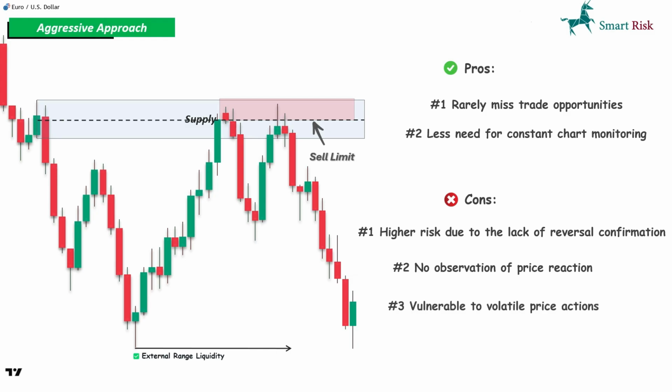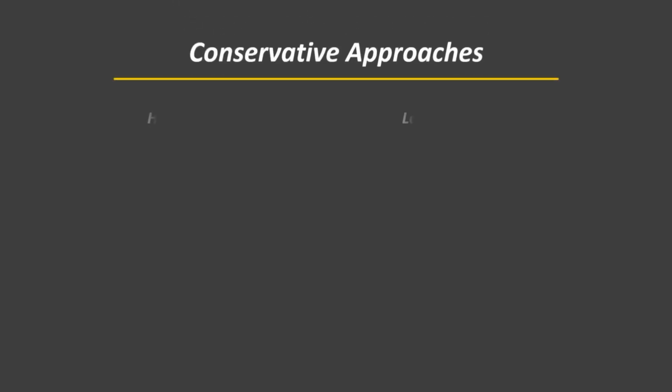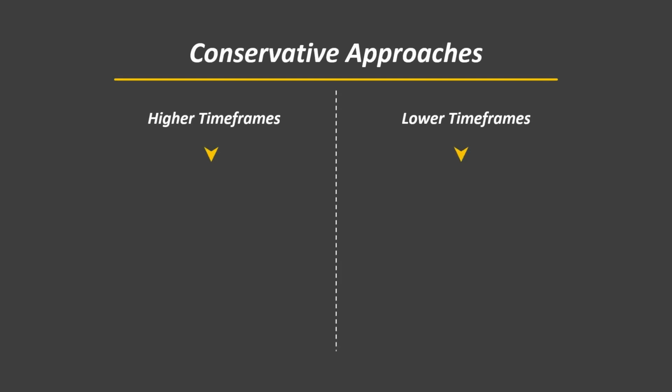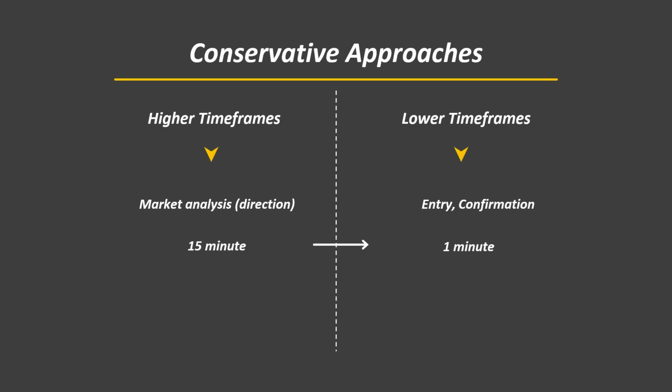Now let's move into the conservative entry model in more detail. In this entry model, we use two different time frames, a higher time frame for market analysis and a lower time frame for entry confirmation and execution. Personally, I prefer using the 15-minute time frame for market analysis and then switching to the 1-minute time frame for executing my trades. However, you can choose other combinations like the 1 hour with the 5-minute or the 4 hour with the 15-minute, depending on your trading style.